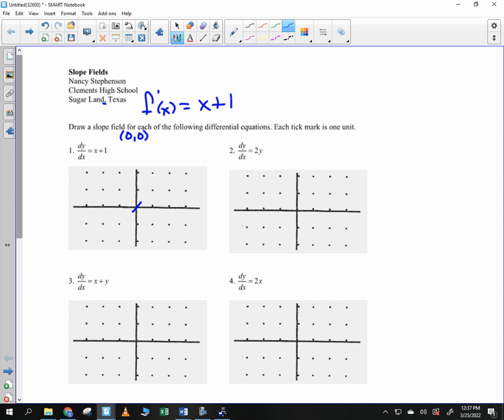Then I move on to another one. I'll go to the point 0, 1. What do I plug in for x? 0. So what's the slope going to be? Then I'll plug in another point. I'll plug in 0, 2. And I plug in 0, so I get 1 again. So everybody see that x is equal to 0 along this line here? So what are all the slopes going to be? 1.